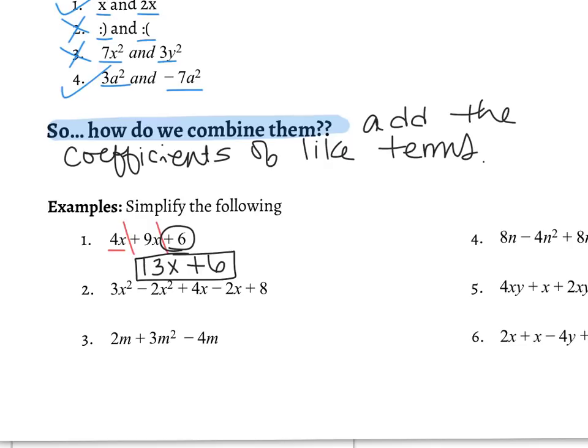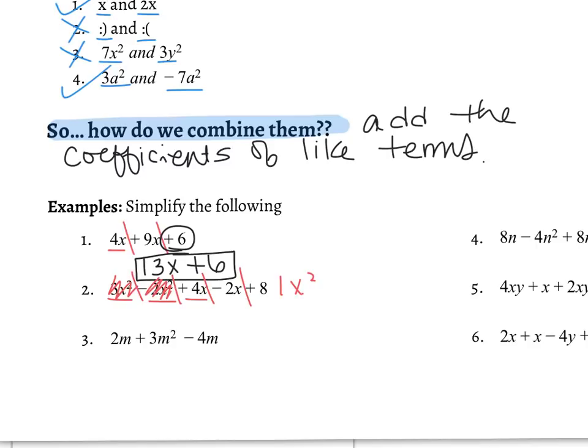Let's look at number 2. I'm going to draw slashes, first thing, before every plus sign and every minus sign. So now I'm going to look at 3x squared. 3x squared. Look at the next term. I'm going to combine it with negative 2x squared. 3x squared and negative 2x squared, 3 and negative 2 make 1. So 1x squared. And then I cross these out so my brain knows where they are.